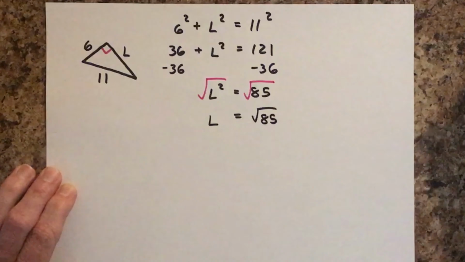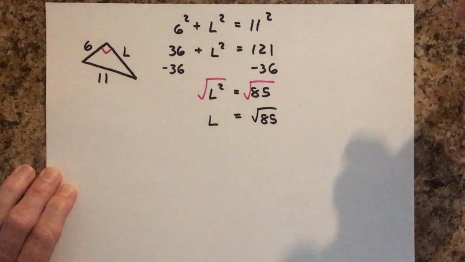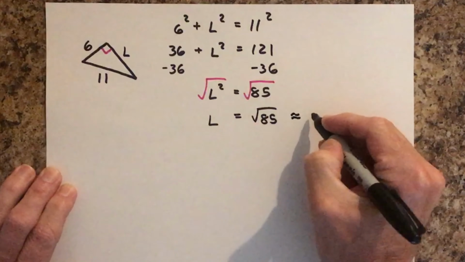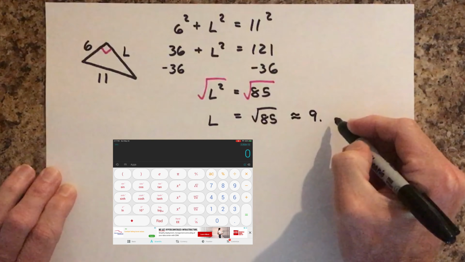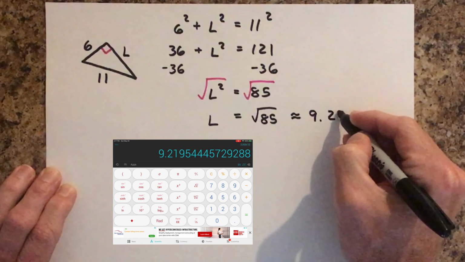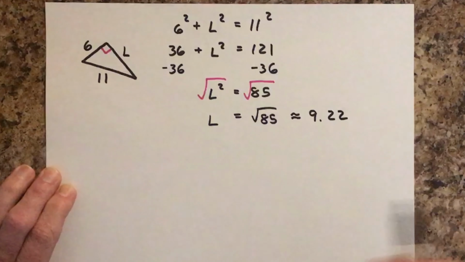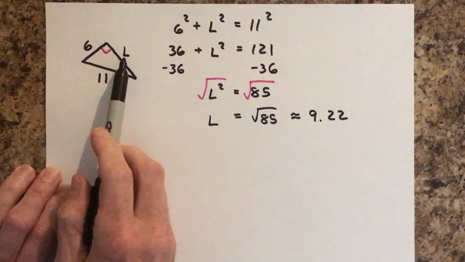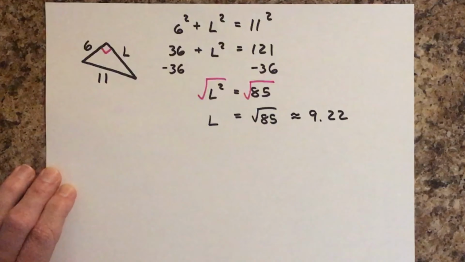On a calculator, we find that the square root of 85 does not come out to be such a friendly number. We can round that to however many decimal places are useful. Let's say for our purposes, how about 2? So the length of that unknown leg is approximately 9.22 units long.